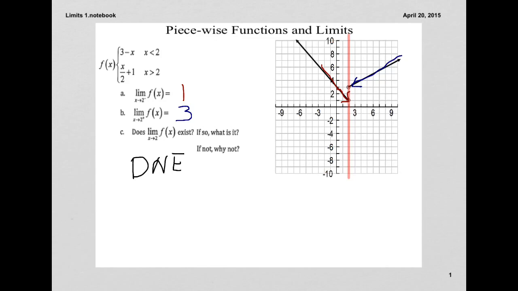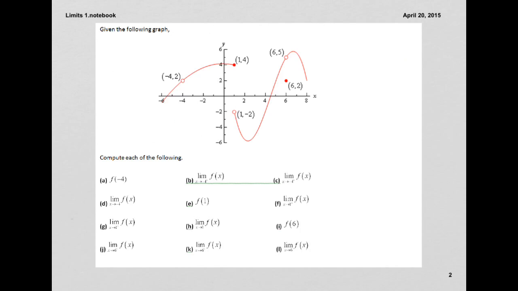Okay, let's move on to our next one. We have two functions graphed on our graph, and there's different points and everything on the graph. We're going to look at what happens at certain places. We're going to look at the limits as it approaches from the left and from the right, and we're going to decide what values there are.